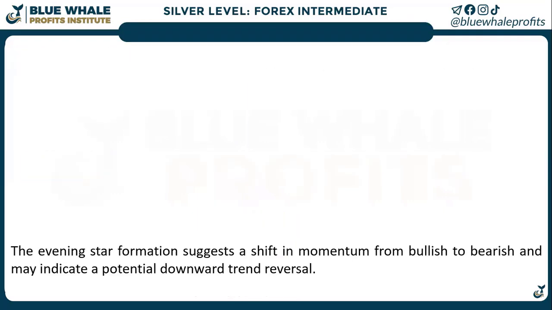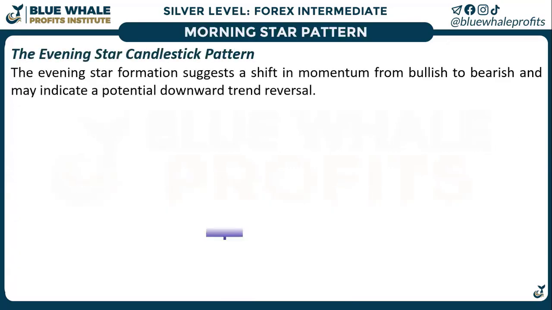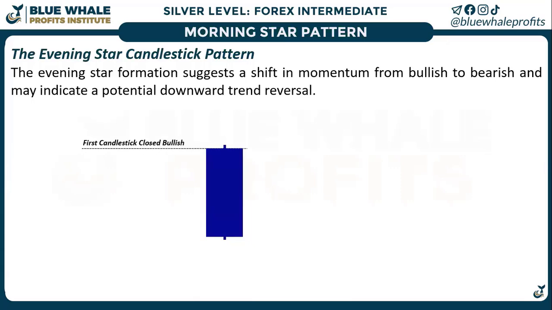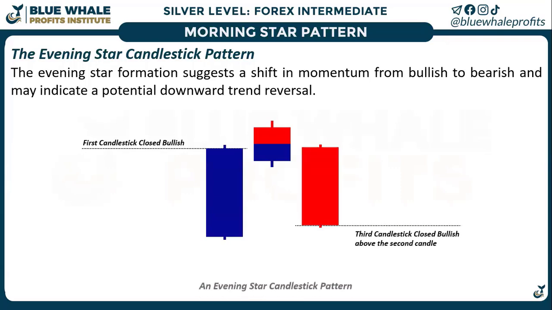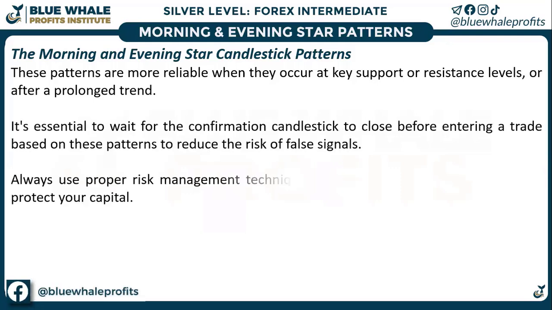So the evening star is the opposite of the morning star, all right? The only difference you can see here is that the first candle has to be bullish, and then the second candle can be any candlestick at all, whether bullish or bearish. But the third one must be bearish to make it a valid evening star candlestick formation, all right? These patterns are more reliable when they occur at a support or resistance level after a prolonged trend. Okay, so these patterns, morning star and evening star, are very powerful.